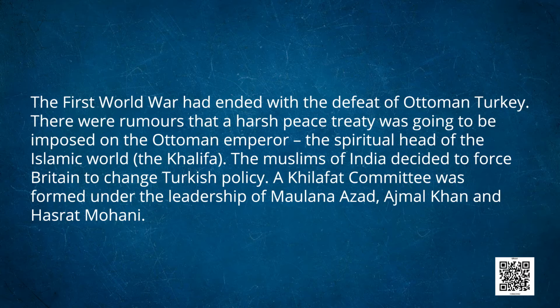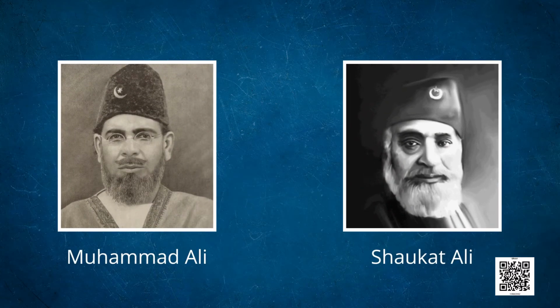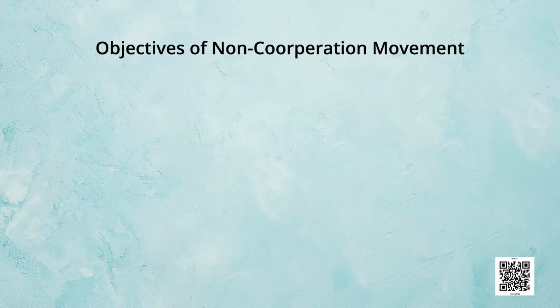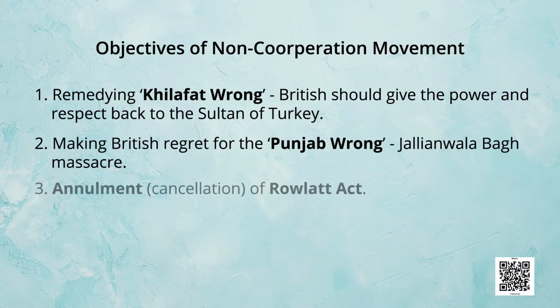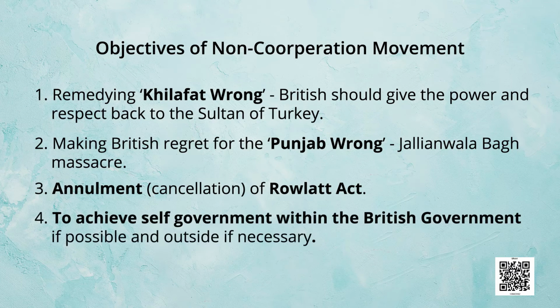A Khalifa committee was formed under the leadership of Maulana Azad, Azmal Khan and Hasrat Mohani. A young generation of Muslim leaders like the brothers Muhammad Ali and Shaukat Ali began discussing with Mahatma Gandhi about the possibility of a united mass action on the issue. It was at that time that Gandhiji decided to launch a mass movement called Khilafat Non-Cooperation Movement.